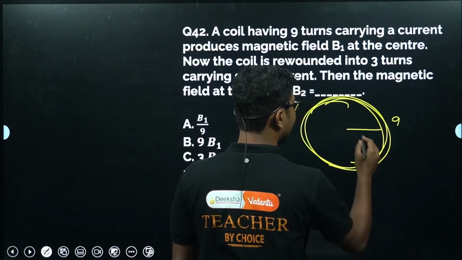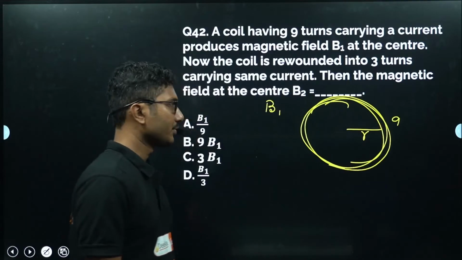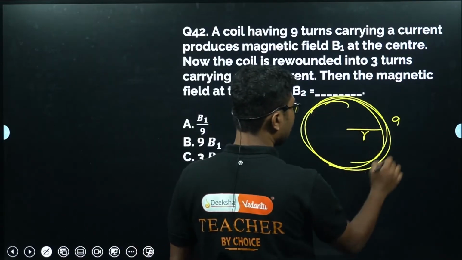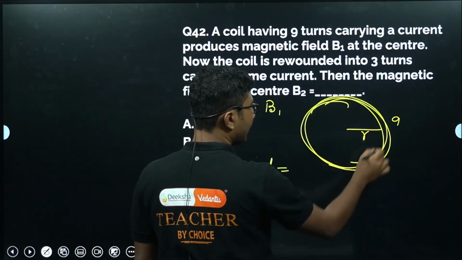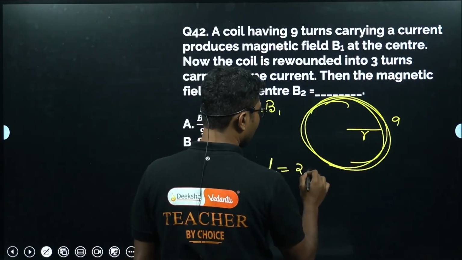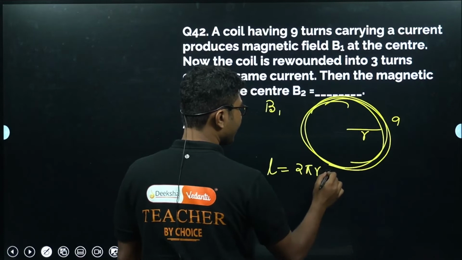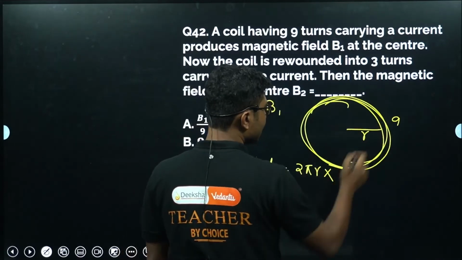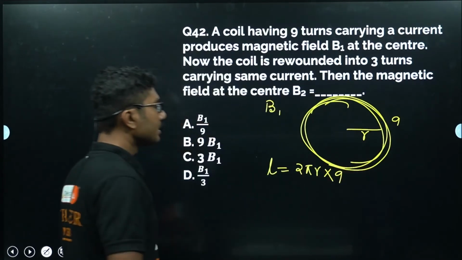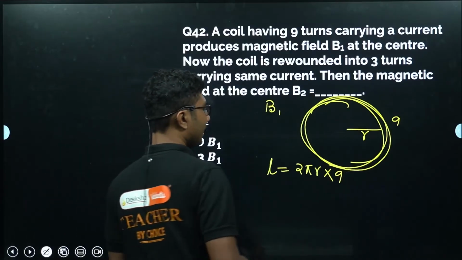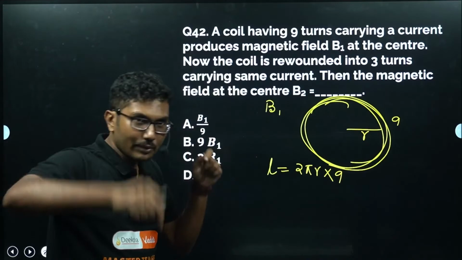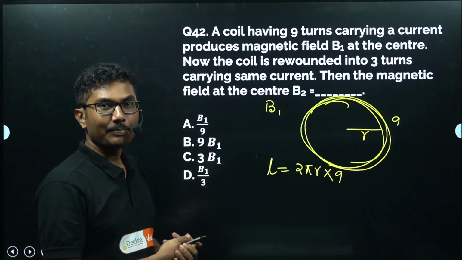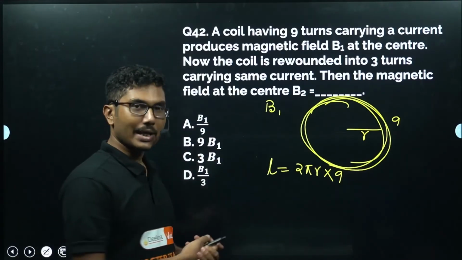Now say the radius of the coil is r, suppose. Then what is the total length of the wire? Total length of the wire is the perimeter, which is 2 pi r times the number of turns. Number of turns is 9, right? This is the length of the entire wire. Now you open the wire and rewind it. What thing remains the same? Yes, the length of the wire remains the same.